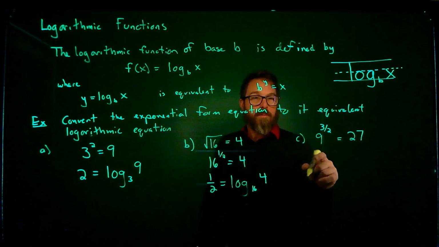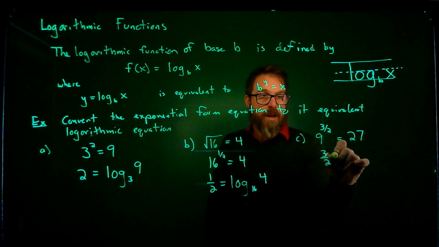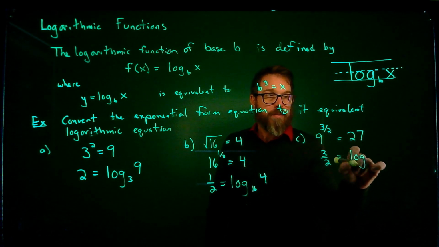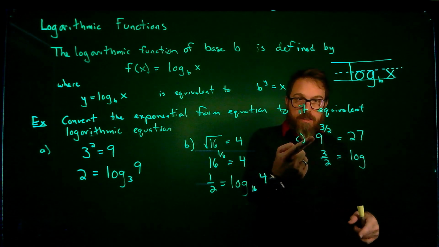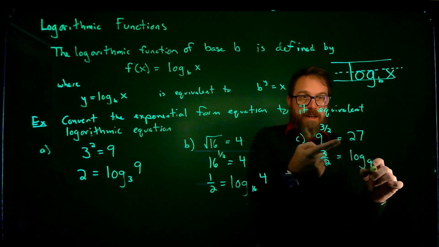And then similarly, when I isolate that exponent, remember that the exponent is equal to the logarithm. Now what's the base? Well, the base of the exponential equation is 9, and then this is going to be 27.